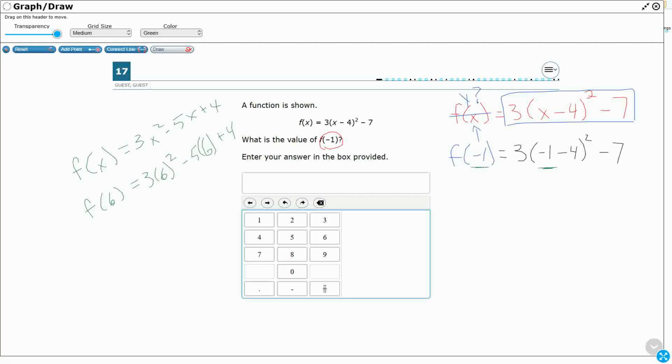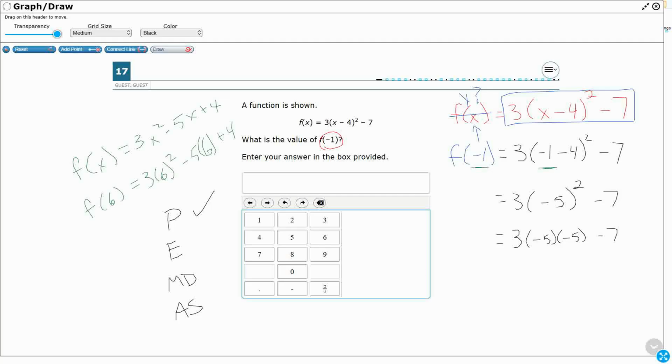All right, so let's come back to our original. We've got f of negative 1 equals 3 times the quantity, negative 1 minus 4 squared minus 7. So we're going to use our PEMDAS here. And we're going to make sure that we do the inside of the parentheses first. What we've got is a negative 1 minus 4, so that's a negative 5. So we've done inside the parentheses. Now we do have an exponent. We need to go ahead and take care of this negative 5 squared. That's like negative 5 times negative 5. So that's going to be 3 times negative 5 times negative 5.